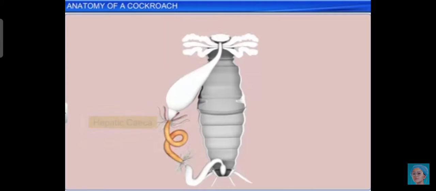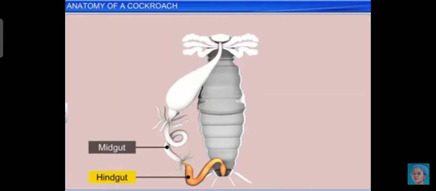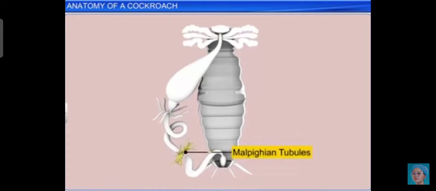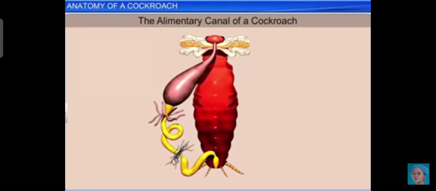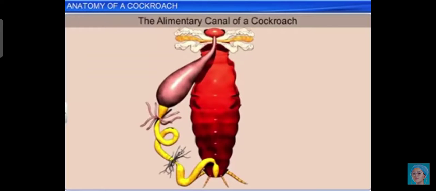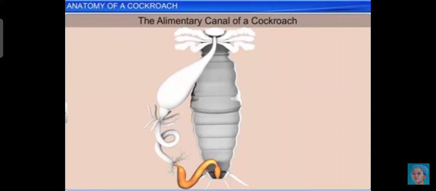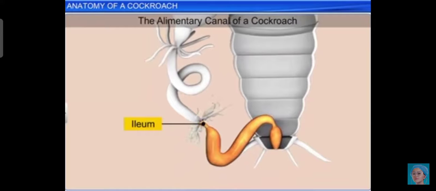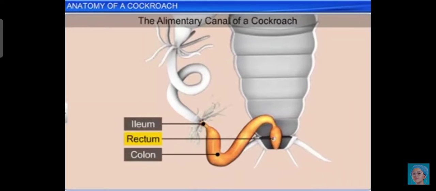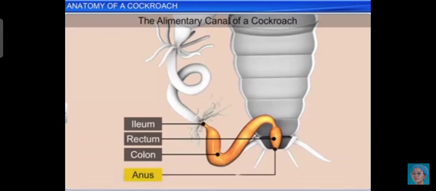Similarly, at the junction of the midgut and hindgut is a ring of numerous filamentous, yellow-colored Malpighian tubules which function as excretory organs. The midgut is followed by the hindgut, which is broader and is divided into ileum, colon and rectum. The rectum opens to the exterior through a small aperture called the anus.